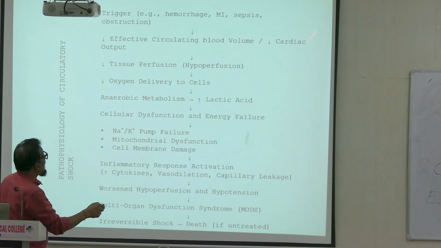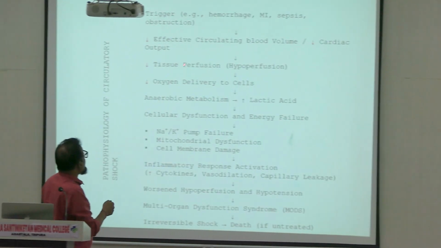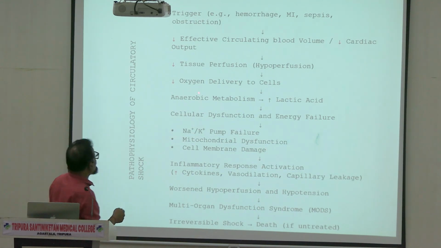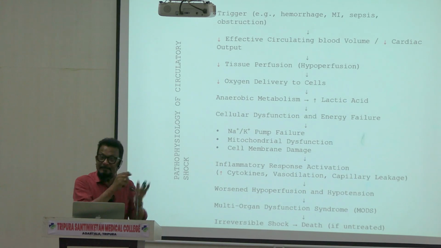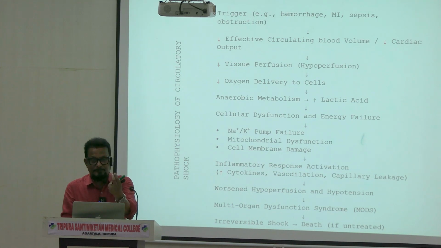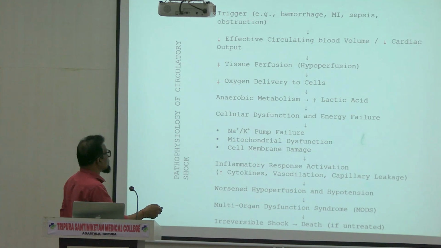Since cardiac output is reduced, tissue perfusion will be reduced. There will be hypoperfusion. If there is hypoperfusion, tissues will get less oxygen. If tissue gets less oxygen, there will be a shift to anaerobic metabolism. As I said, with less oxygen, it cannot use the aerobic path, so it has to depend on the anaerobic path. As a result, lactic acid will be produced. Now this lactic acid will cause lactic acidosis.